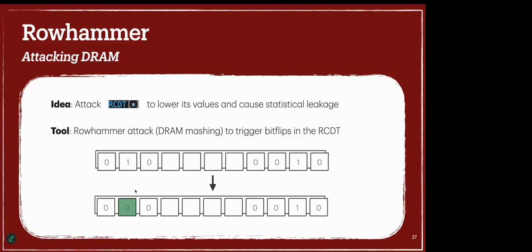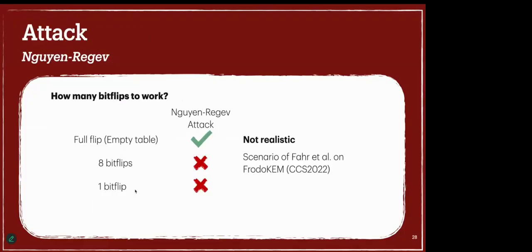And what it allows us to do is trigger bit flips in the RCDT. So we're going to be able to trigger some targeted bit flips, not many, but some, in the memory in order to turn 1 into 0. Now the question is, how many bit flips do we need to make an attack? If we start only with the Nguyen-Regev attack, then if we consider a scenario in which we empty the table, that is, we turn it to full zeros, then the Nguyen-Regev attack works, since it's very similar to what's happening in the nearest plane algorithm signature process that I presented.